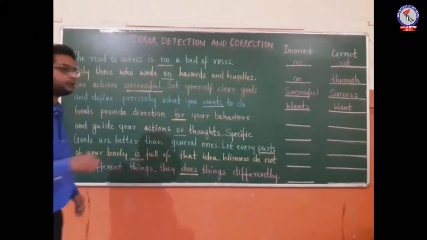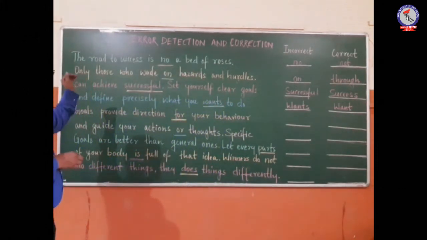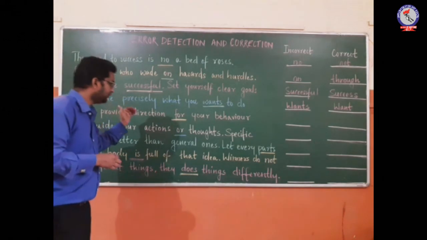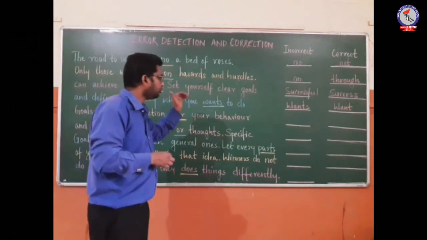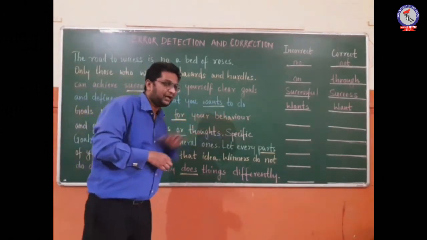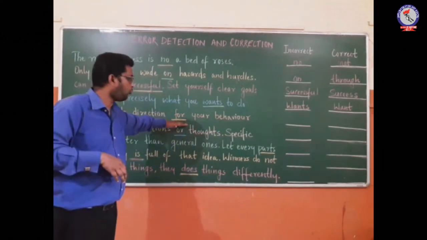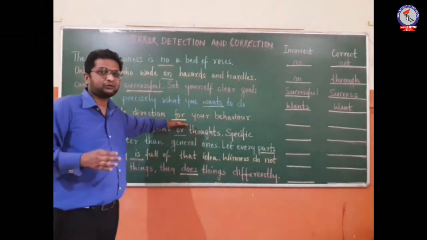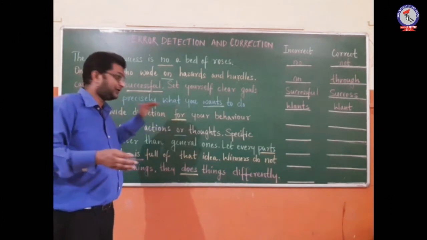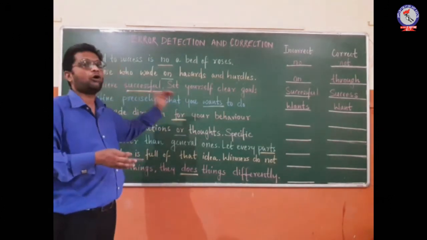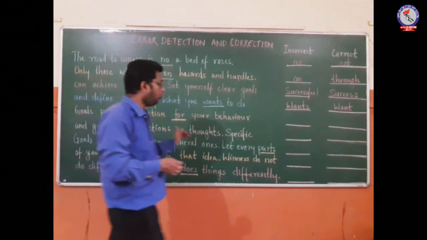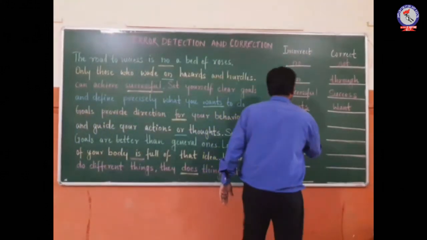Then move to the next line. Goals provide direction for your behavior. Now here, this "for" is grammatically incorrect. Direction to your behavior. So "for" will be replaced by "to".